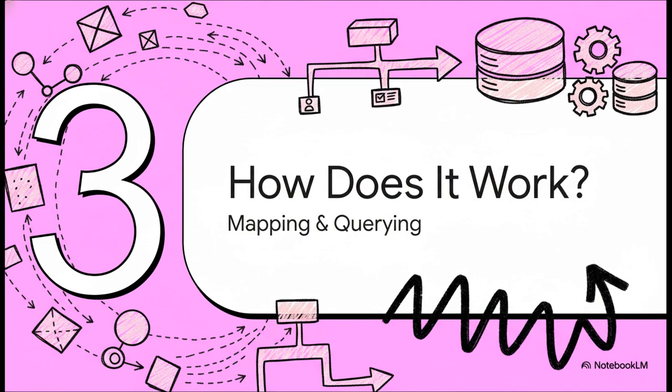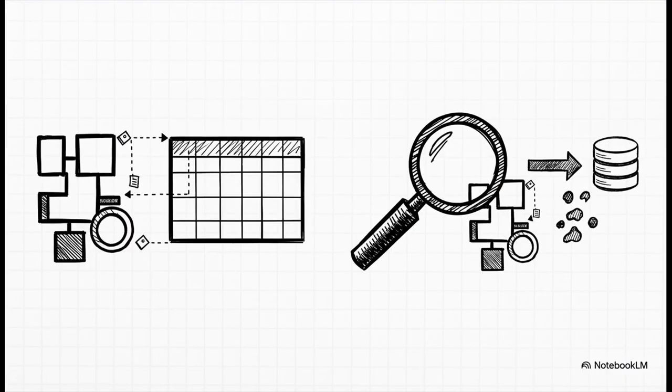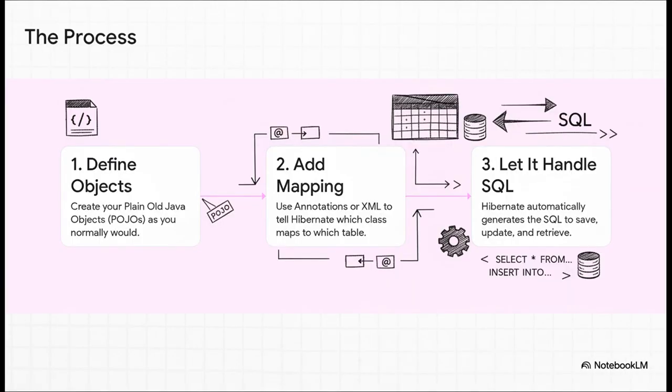But how does this magic actually happen under the hood? It really all boils down to two main jobs. First, you have to tell Hibernate how your Java objects connect to your database tables. That's the mapping part. And then second, you just let Hibernate handle the actual conversation with the database. That's the querying. And the process is actually incredibly simple.